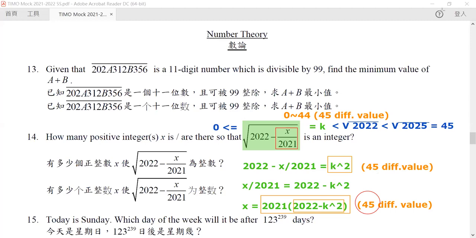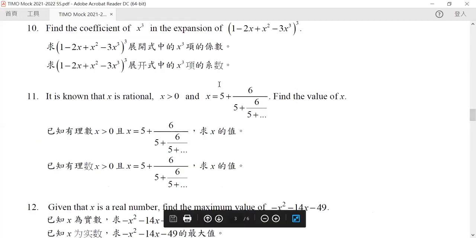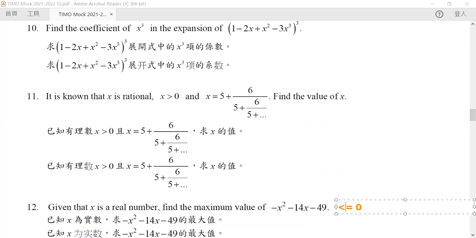Okay, so some of you have asked, what's the answer of question 12? For question 12, the maximum value is actually equal to 0. It can only achieve 0 when x is equal to -7. Other than that, it will always be less than 0. So the maximum value is equal to 0 for question number 12.